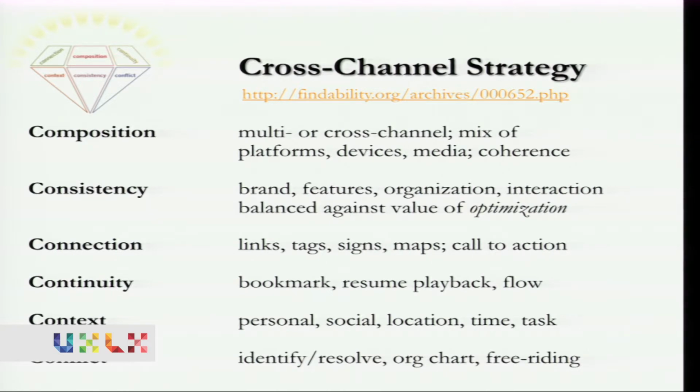So composition, we're talking about the mix of platforms and devices and media. We're aiming for some sort of integration, some coherence. Consistency, as I mentioned earlier, we need to strike a balance between cross-channel consistency and platform-specific optimization. Right? Consistency isn't always good. We should aim for connection, links across channels, continuity, helping users to maintain a state of flow as they move between devices, designing for context, and figuring out how to deal with cross-channel conflicts, right? Whether it's the org chart that needs redesigning or a free rider problem where people are using our service but buying from someone else.